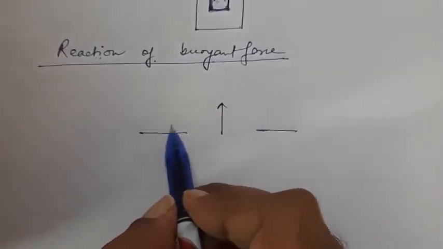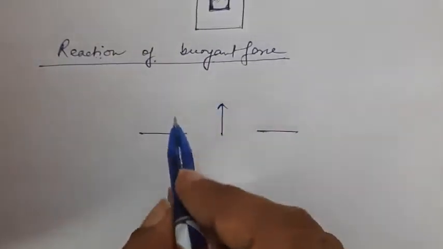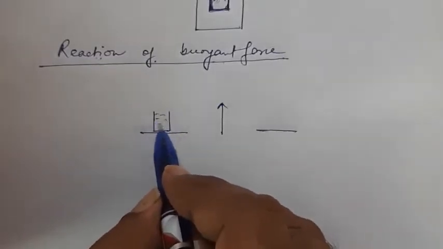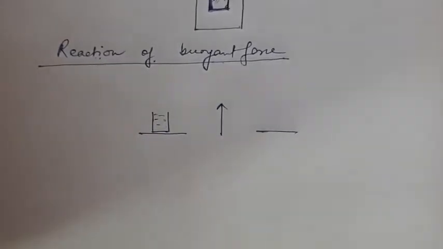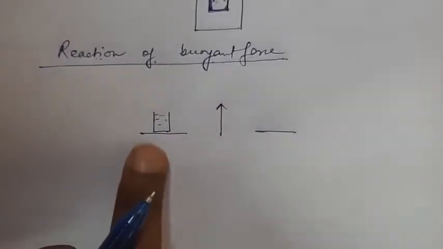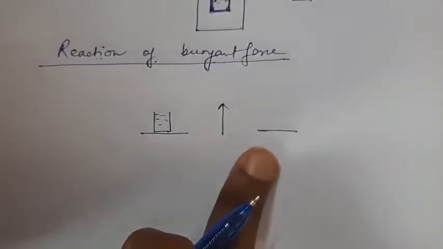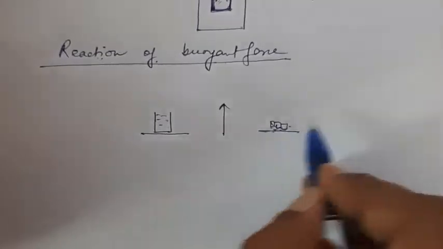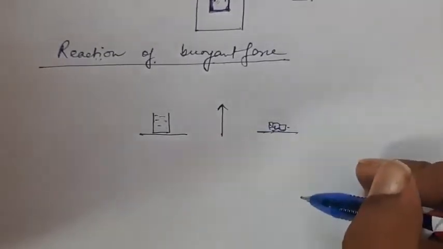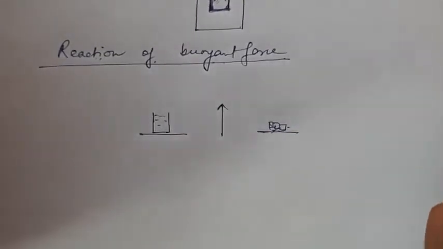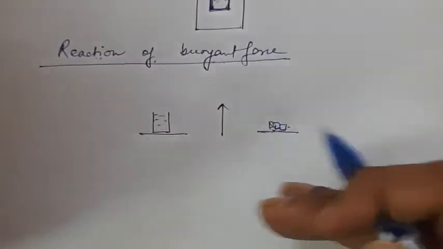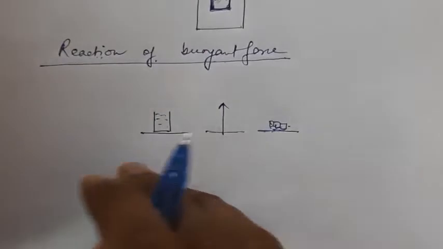Now we place a beaker containing water in one pan of the common balance, and we place weights here, weights 1 kg, 2 kg, 3 kg, the counterposing weights as we say, on the other pan. Now the beam is balanced, that means the beam is made horizontal.